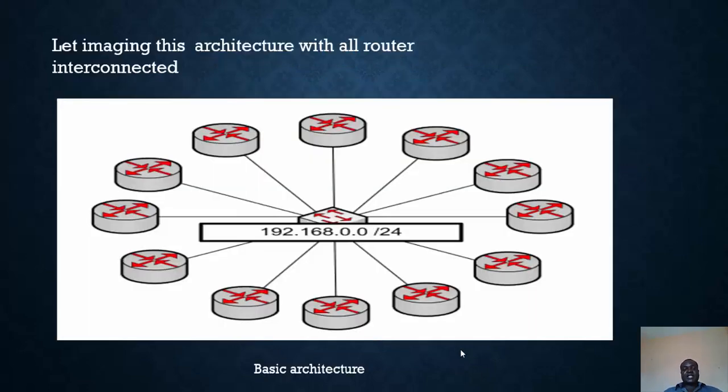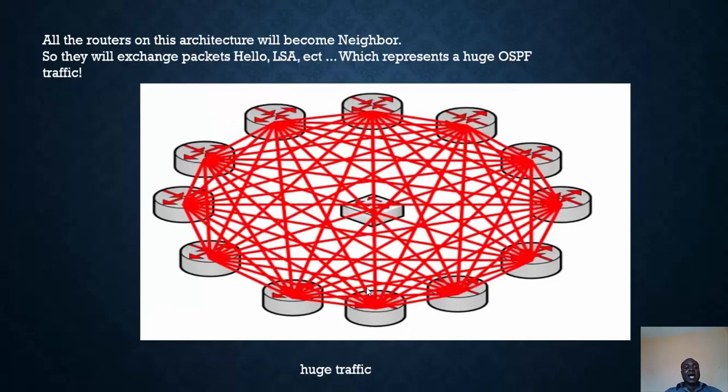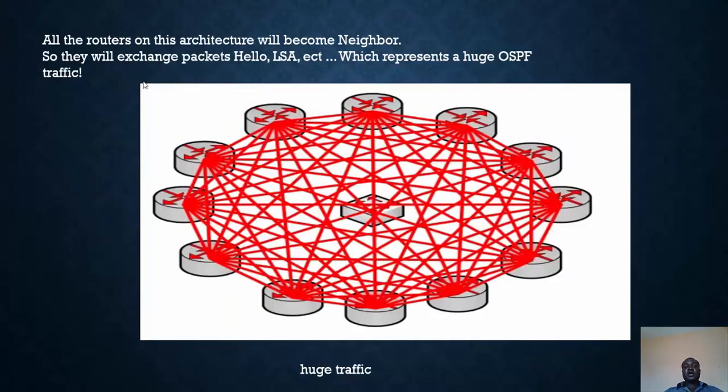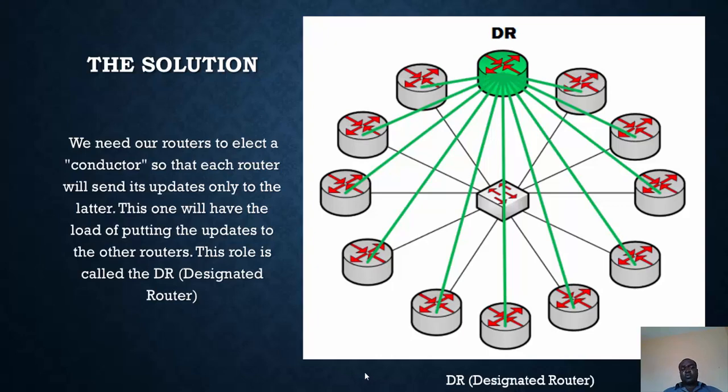For example, let's imagine this architecture with all routers interconnected here, and this is the basic architecture as you are seeing here. Now all the routers in this architecture will become neighbors. So there will be exchange of hello packets and link state advertisements and other link state messages. In this case, it will represent huge OSPF traffic as you are seeing here in the picture. You have the huge OSPF packets here, and the solution will be what?